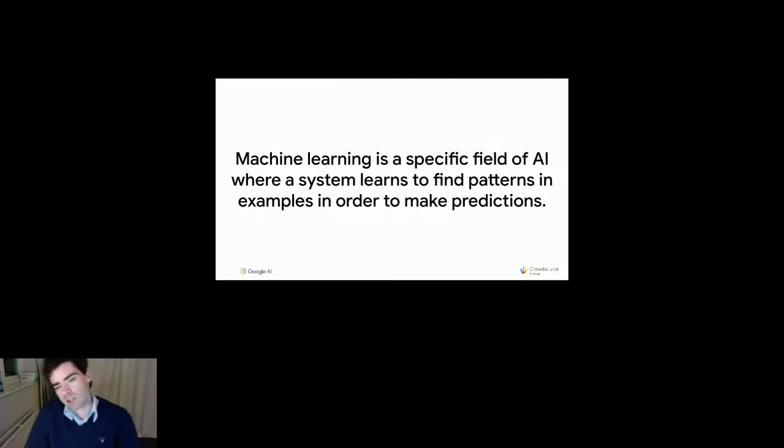Another definition. Machine learning is a specific field of AI where a system learns to find patterns in examples in order to make predictions. Okay, so a similar kind of message. What it's specifically talking about here, I think, is the division between supervised and unsupervised, where supervised learning is concerned with applying existing understanding of the data to the process of splitting the data and then building a model, fitting it, and then testing it.